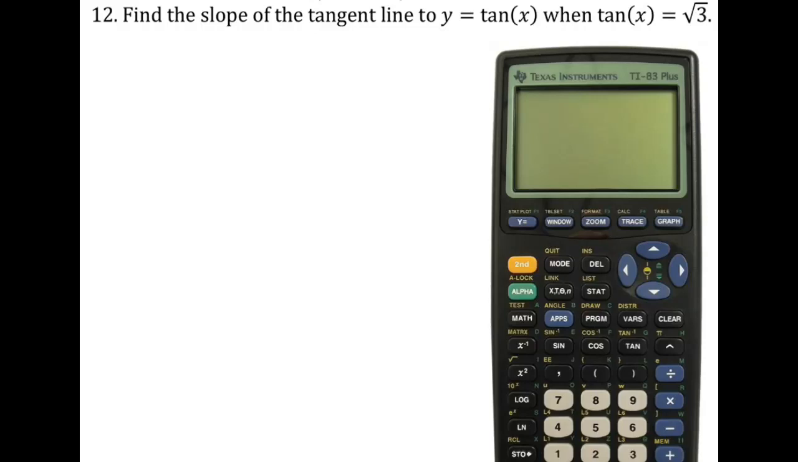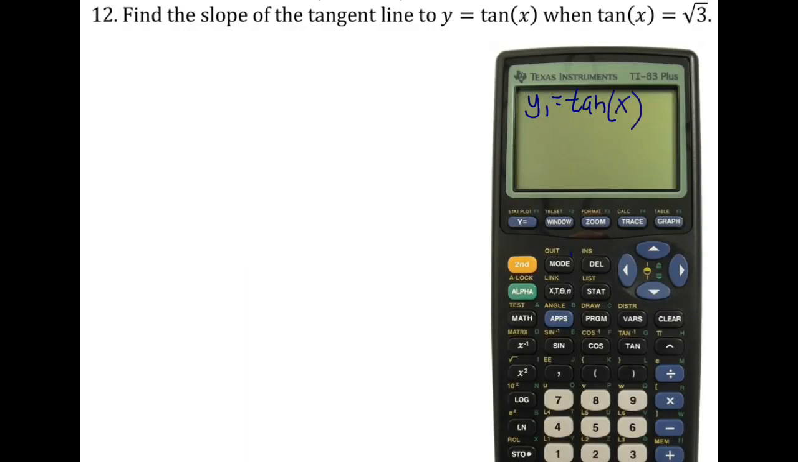Okay, problem 12. Find the slope of the tangent line to y equals tan x when tan of x is equal to the square root of 3. So first thing we want to do is graph y1 equals the tan of x.